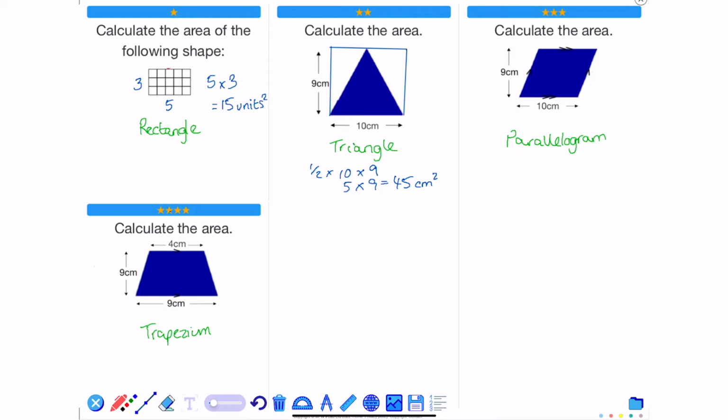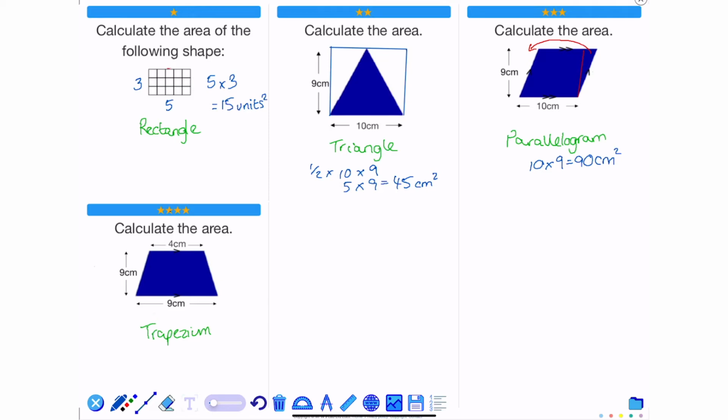For the parallelogram, if I was to cut this section off that I've marked off in red and move it onto the other side, it would give me a rectangle. So to work out the area of the parallelogram, it's the same as working out the area of a rectangle. So 10 times by 9. That gives me 90 centimetre squared.